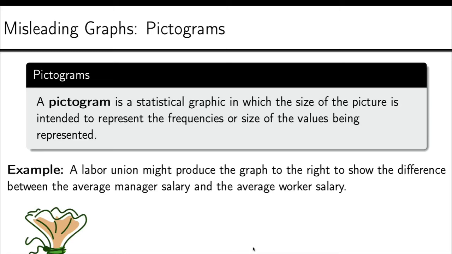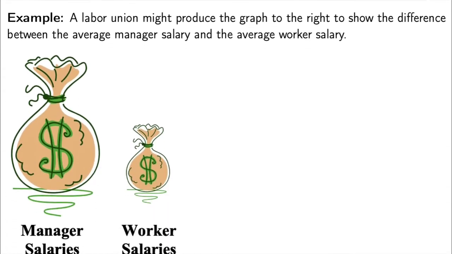Now, when talking about representing data visually, it's important to recognize that there are bad ways to do this. And these are actually much more prevalent than maybe you'd expect. So we're going to talk about misleading graphs. We'll start with pictograms. A pictogram is where we draw a picture, and the size of the picture is intended to represent a frequency or the size of the values being represented. And this is slightly problematic, and let's look at this example so we can see why.